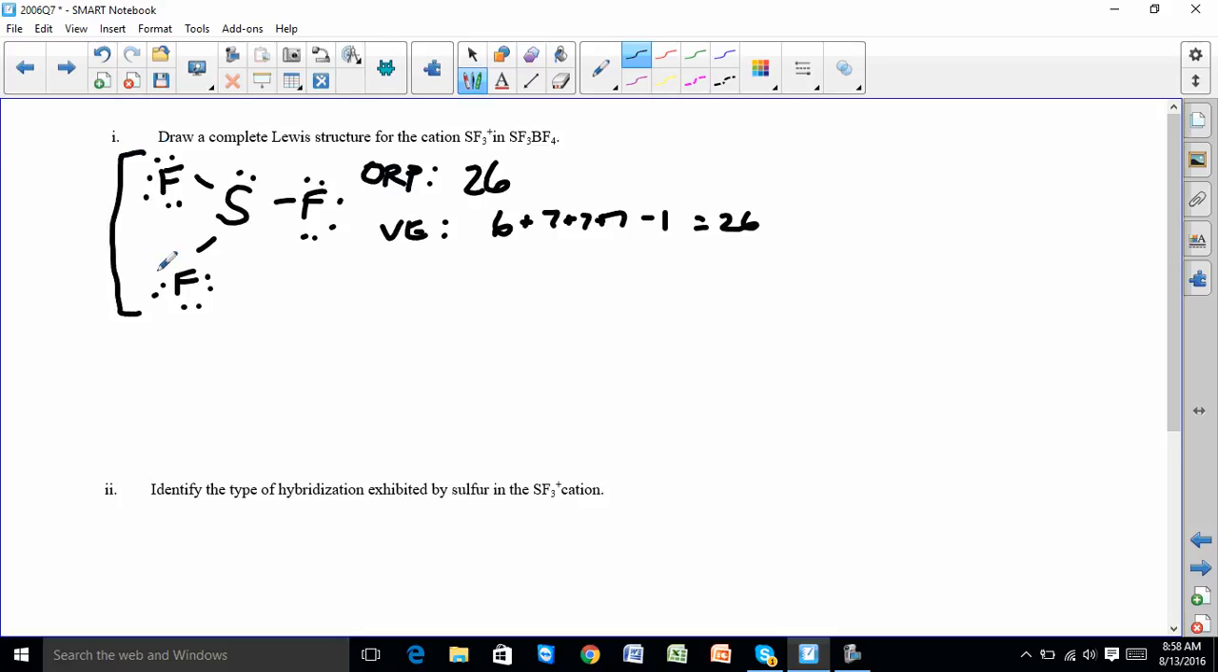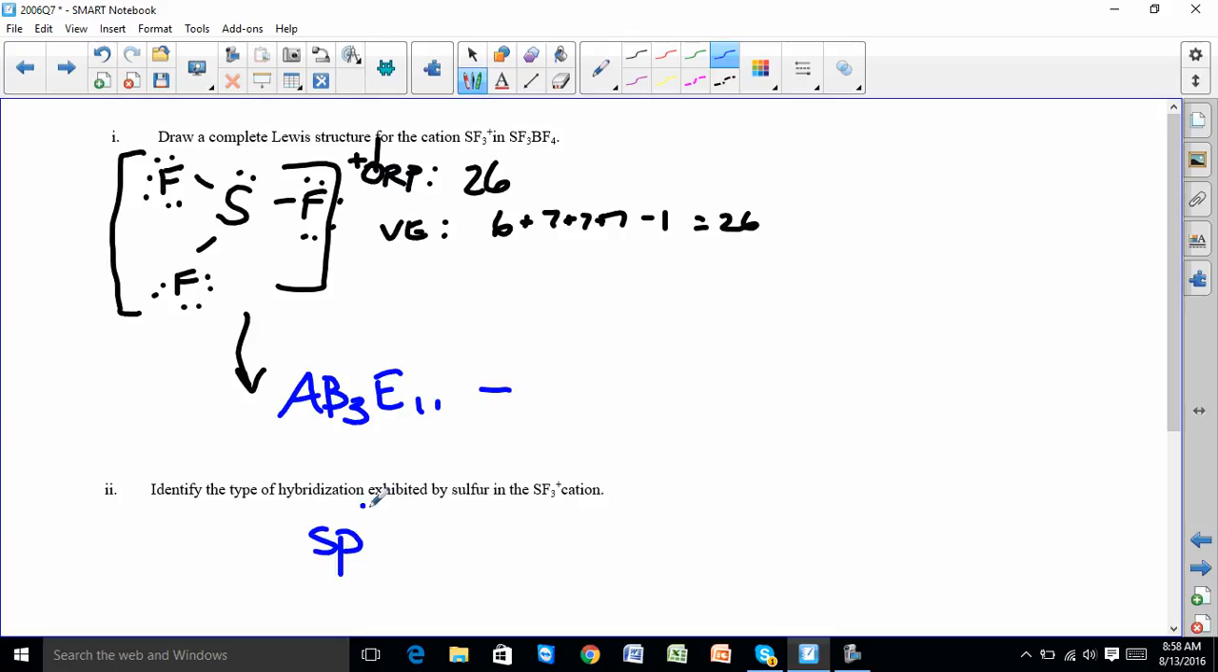That means this structure is okay, but I have to go back and put it in brackets and put a plus 1 or a plus charge on the outside. What type of hybridization? If you look at this picture, you can see that it's an AB3E1. And so you need four atomic orbitals to hybridize. Three of the orbitals are the bonding orbitals, but then you also have this lone pair. 3 plus 1 is 4, so that means this would be sp3 hybridization. 1s and 3p hybridize to make four equivalent sp3 orbitals, and then that would take care of it.